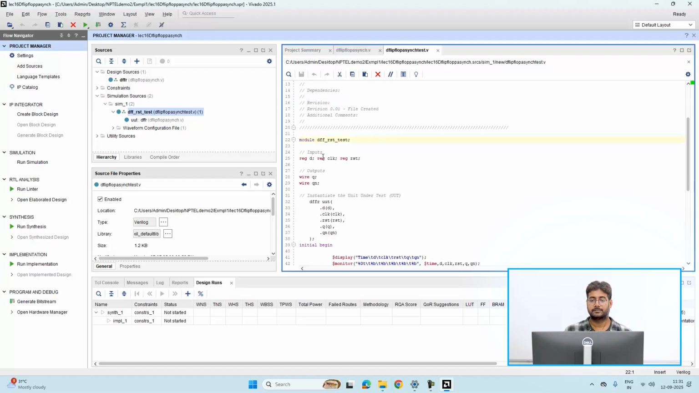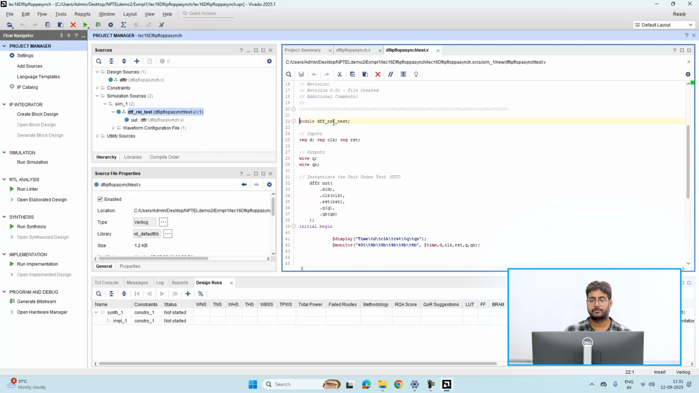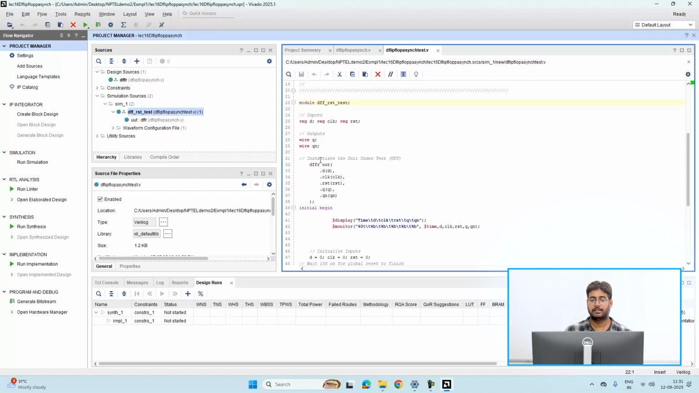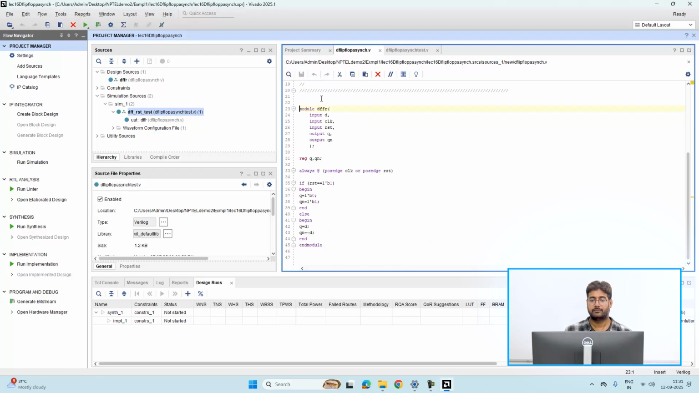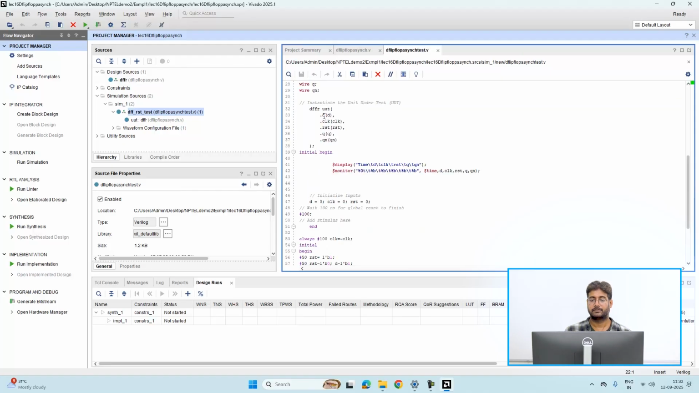In the test bench module, this is the module name of the test bench. Inputs are declared as reg, which are D, that is data, clock, and reset. Outputs are Q and Qn, and they are declared as wires. Then we will instantiate the unit under test. The unit under test is the module name, which is DFFR. So it got mapped and thus we instantiated it.